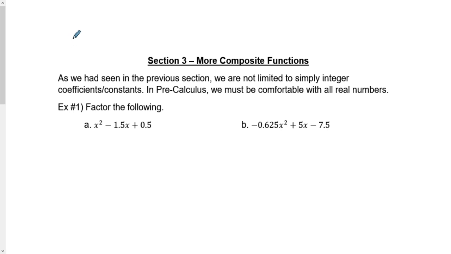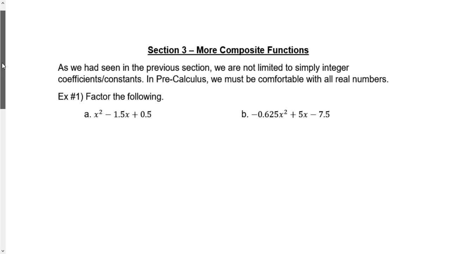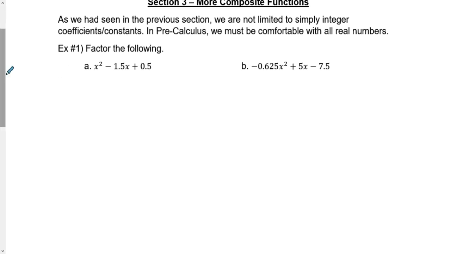As we had seen in our previous section, we're not really limited to just integer coefficients or constants. Pre-calc will have to be really comfortable with all real numbers, any possible number that you can think of, even though we will be pretty much sticking with more of our rational numbers. So I'm going to show you a few different forms that we're going to have to be somewhat familiar with factoring. Our first one is x squared minus 1.5x plus 0.5.